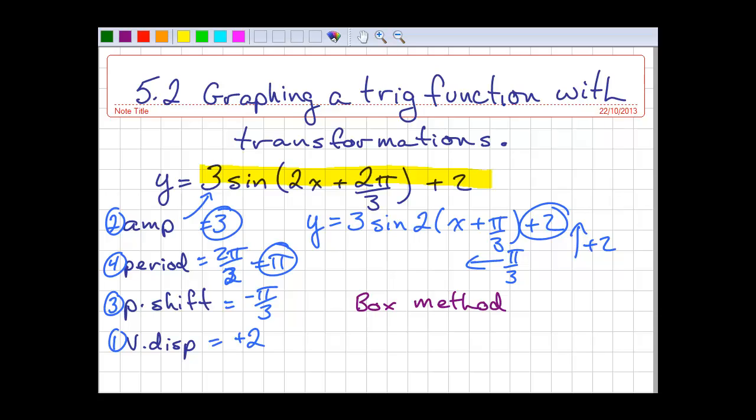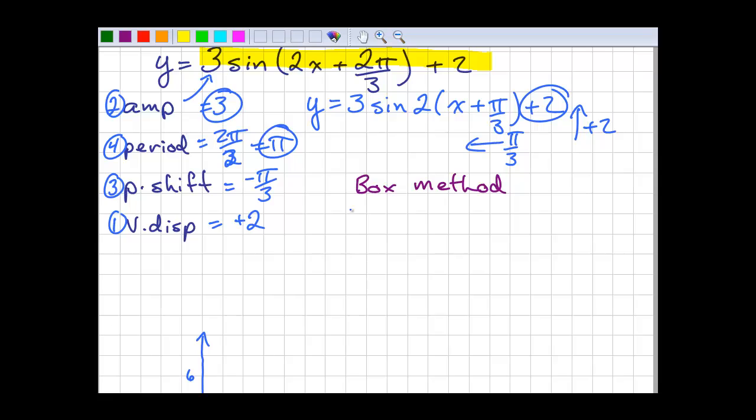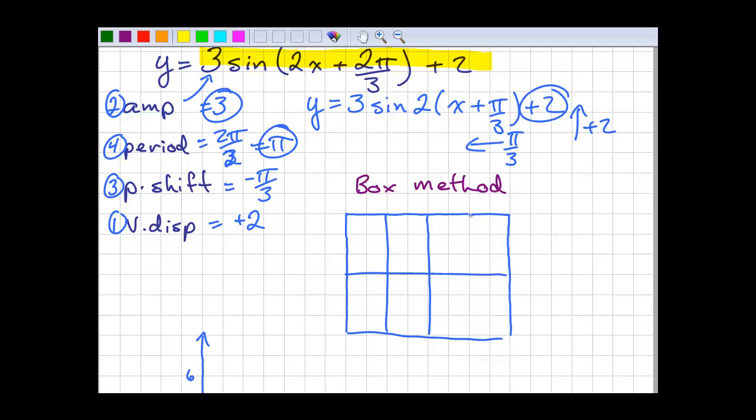Now, like we did in class, we're going to use the box method to do this. So you draw a box, slightly longer than it is wide. Cut it in half horizontally, and then in half vertically, and then in quarters. So I've got 4 equal parts to this, with a high point, a middle, and a low point.